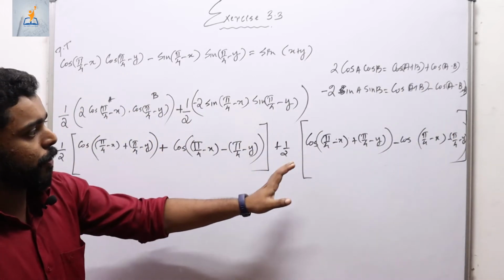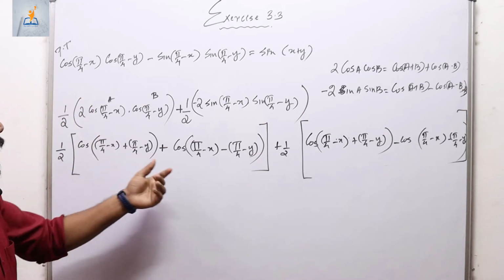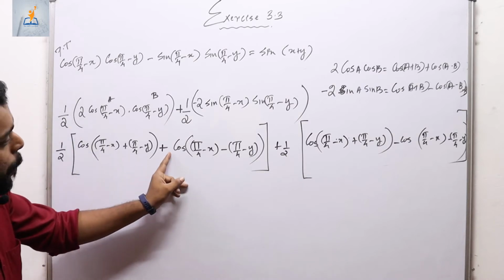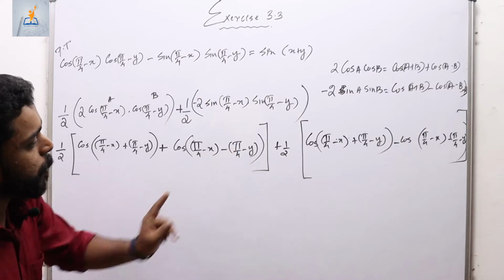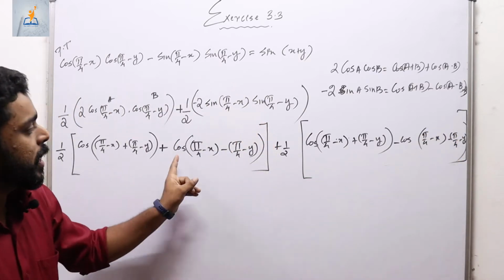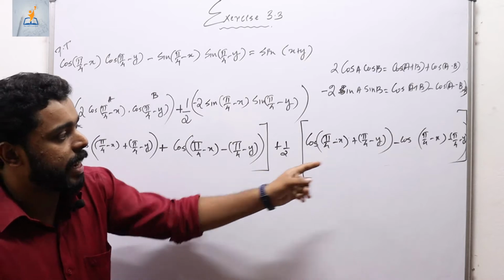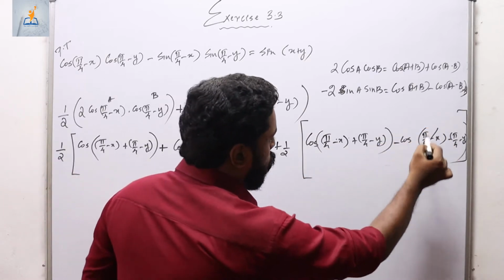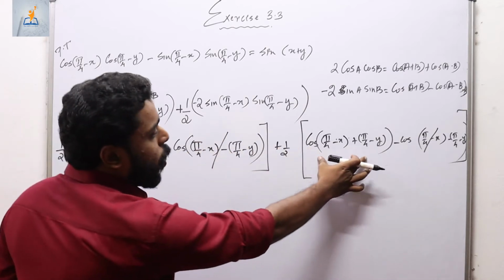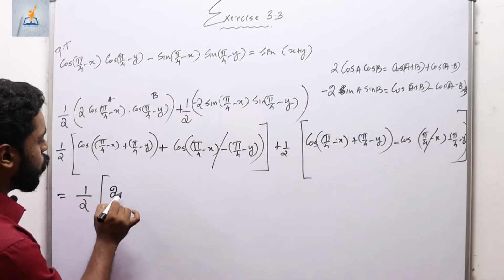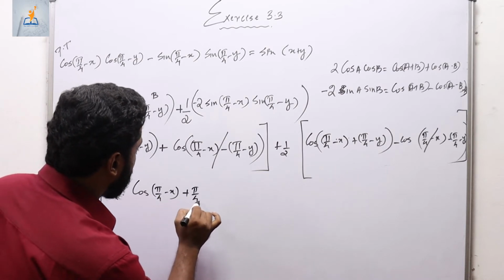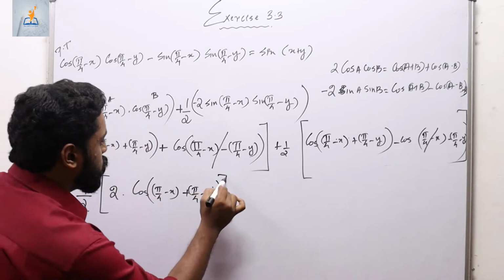What I have done is just modified this according to the condition. Now let me take 1 by 2 as common. Then see, plus cos of pi by 4 minus x minus pi by 4 minus y, and minus cos of pi by 4 minus x minus pi by 4 minus y will cancel, because these two quantities are the same with opposite sign. So when we add, this results in 0, and the rest will become 1 by 2 into, see, this quantity and this quantity are exactly the same. So we have 2 cos of pi by 4 minus x plus pi by 4 minus y, isn't it? So this will be the result.